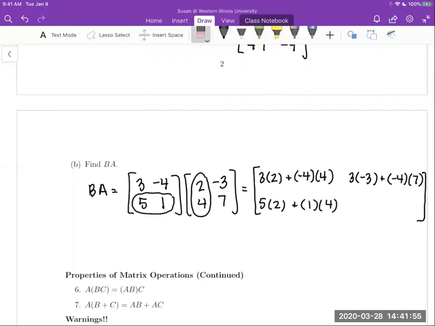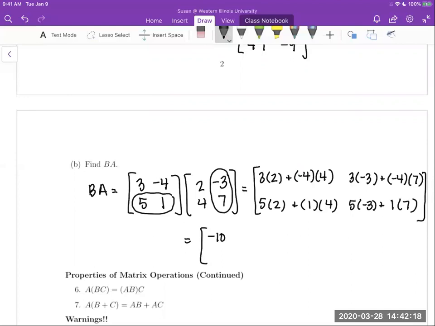And the final computation is going to be row 2, column 2. So that is 5 times -3 plus 1 times 7. So finish off the arithmetic. 6 minus 16 is a -10.